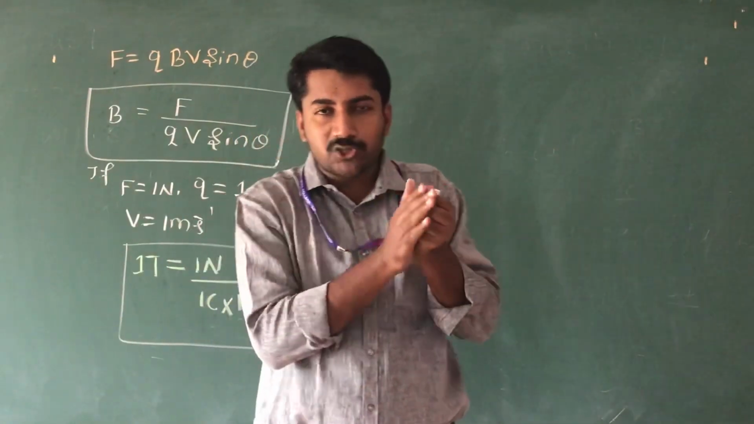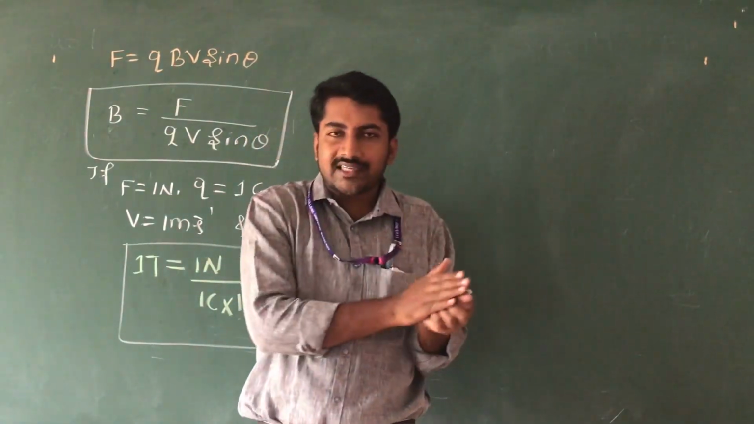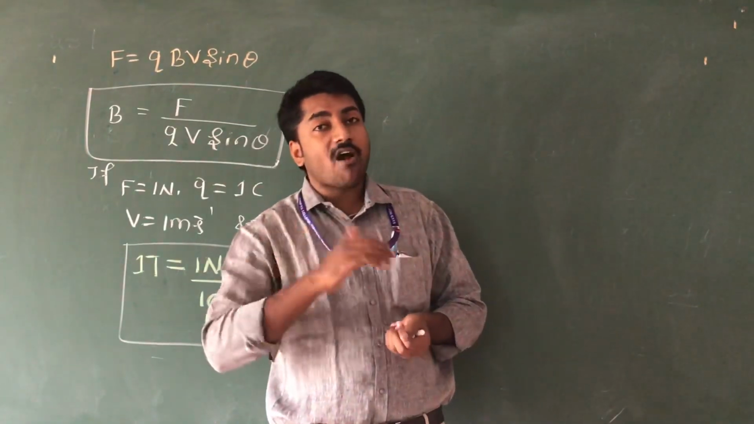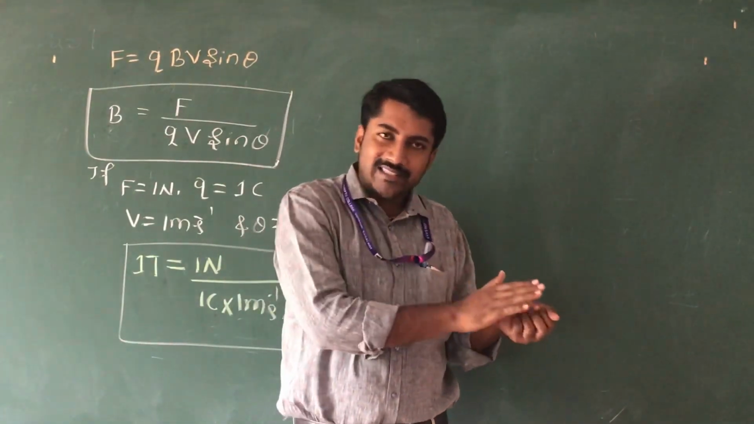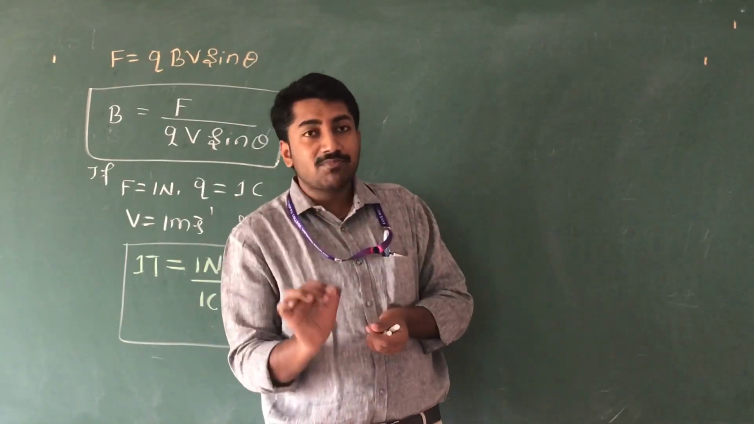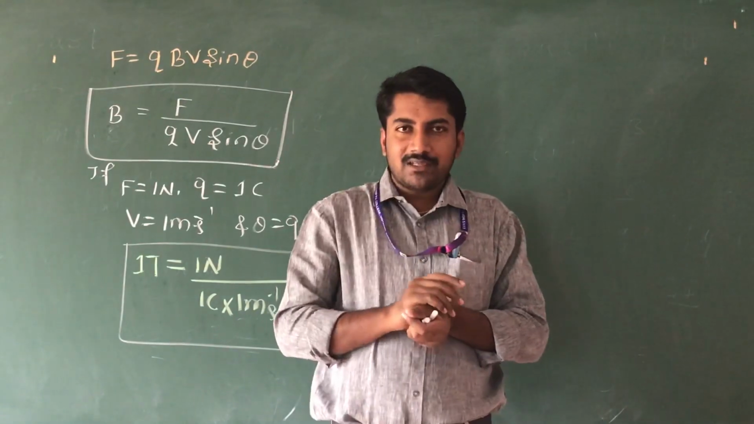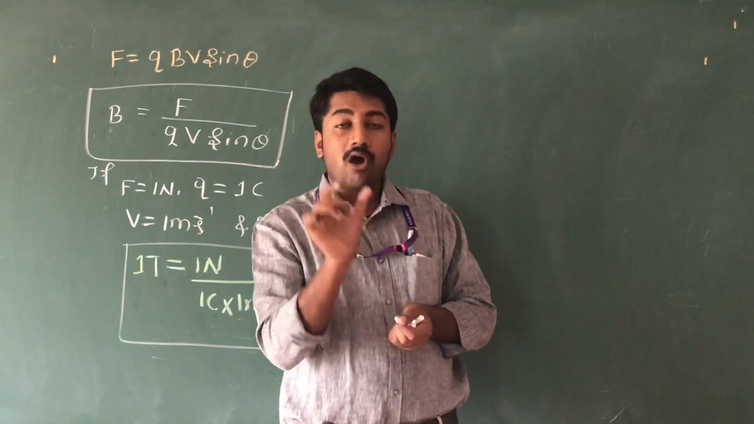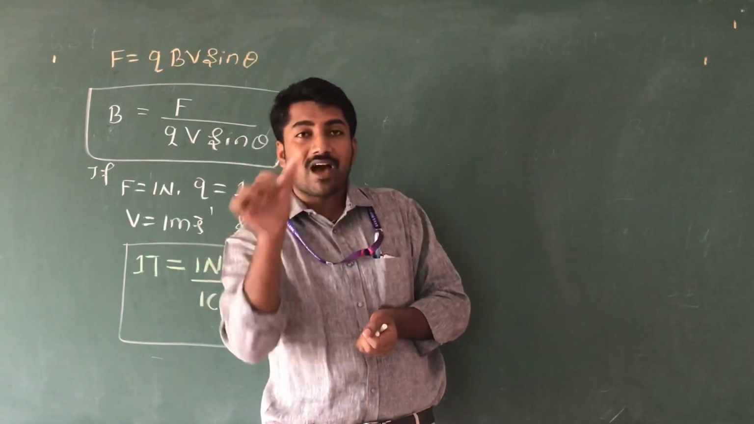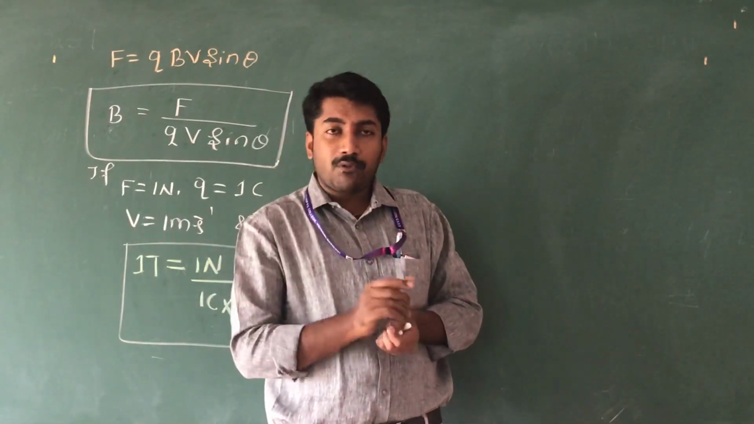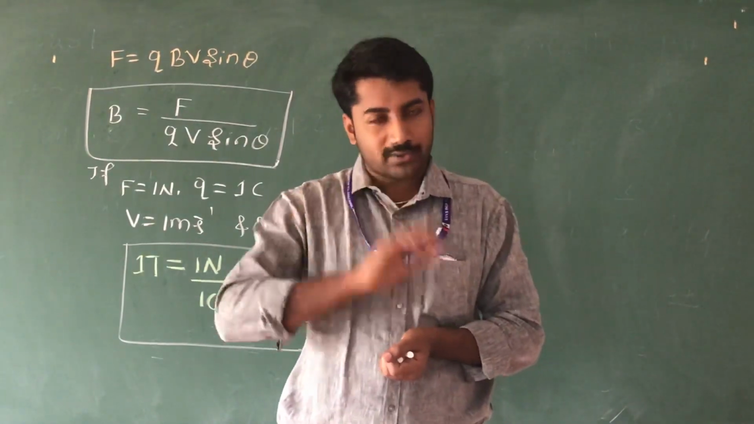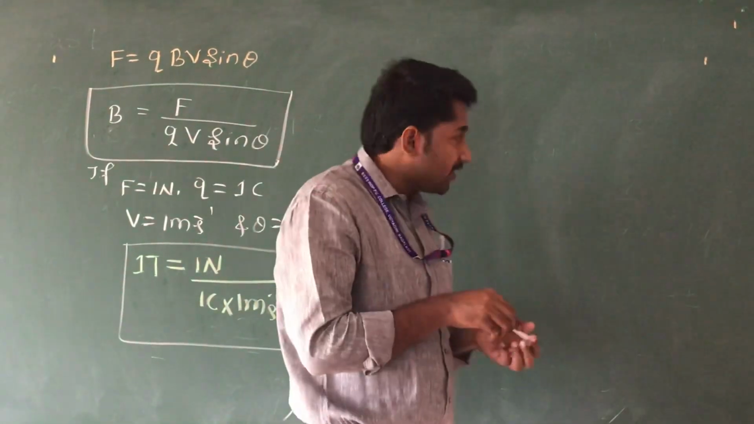Before the 18th century, electricity and magnetism were separate branches. But after the discovery of the Oersted experiment, electricity and magnetism became interrelated. When a charge is moving in a current carrying conductor, in that particular region both electric field and magnetic field exist. Where both electric field and magnetic field exist, that is called Lorentz force.